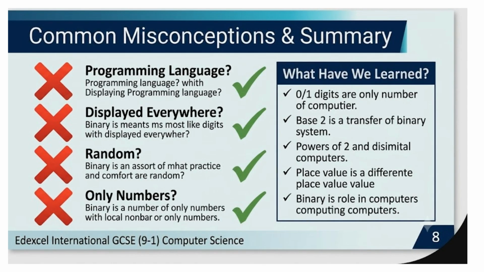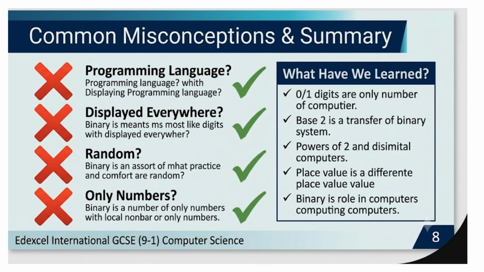Another misconception is that binary numbers are random. They are not random at all. Binary follows a logical place value system based on the powers of 2, just as the decimal system follows the powers of 10. Finally, some people think binary is used only for numbers. In fact, binary represents almost everything inside a computer. It stores numbers, letters, images, audio, videos, computer programs, and every file on a digital device.